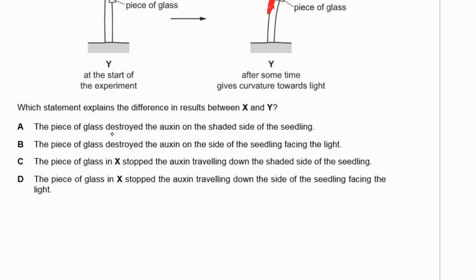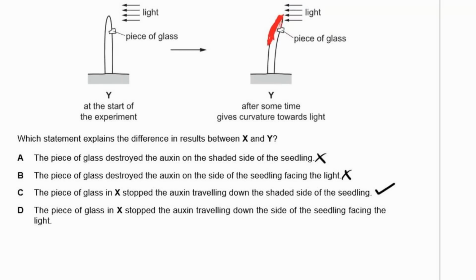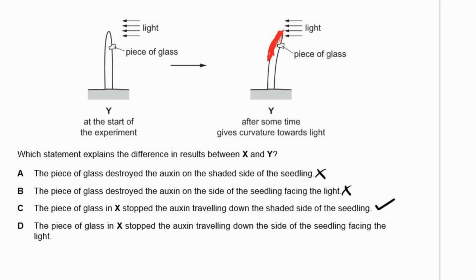So, is it that the piece of glass destroyed the auxin on the shaded side of the seedling? It doesn't destroy the auxin. And again, for B, the piece of glass destroyed the auxin. Nope, it doesn't destroy it. It just stops it. So the piece of glass in X stopped the auxin traveling down the shaded side of the seedling. Yes. Because the piece of glass stopped the auxin traveling down the seedling facing the light. As you can see in Y, no, on the light side, it doesn't actually stop the auxin traveling down. So the answer here is C.